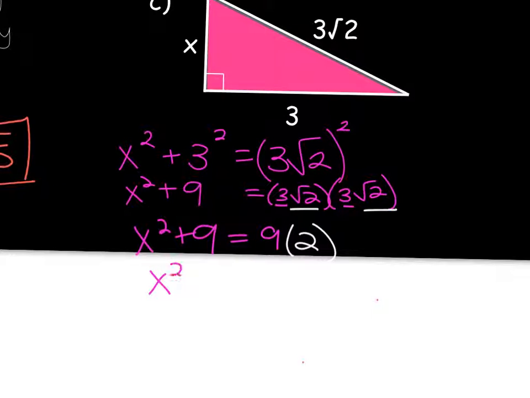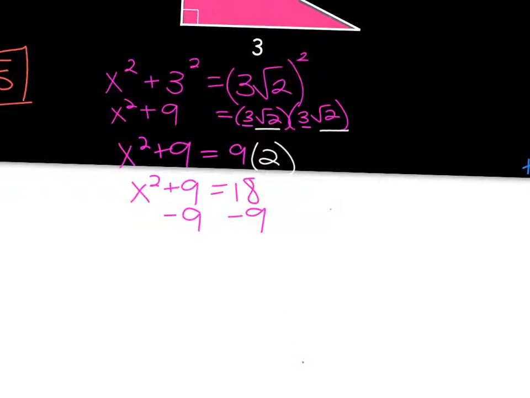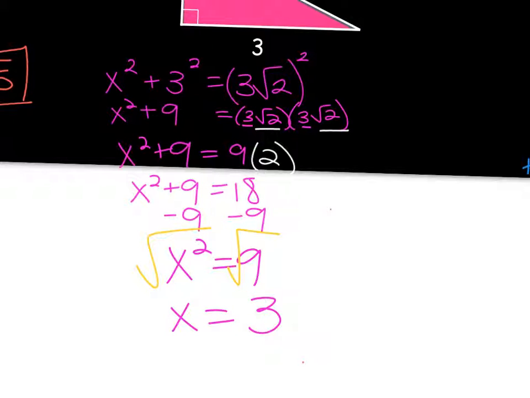So then I get x squared plus 9 equals 18. Subtract the 9. X squared equals 9, and then square root. So technically in algebra speak, that should be plus or minus 3. But is it possible to have a side length of a triangle that's negative 3? No. So we rule out the negatives and just keep the positives.